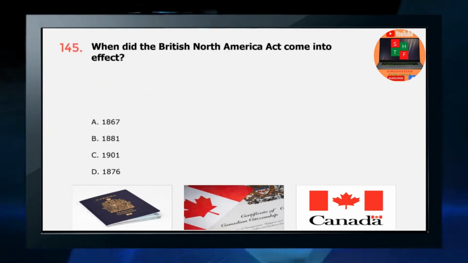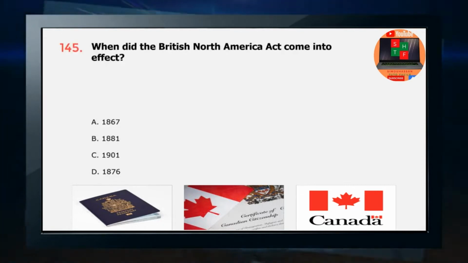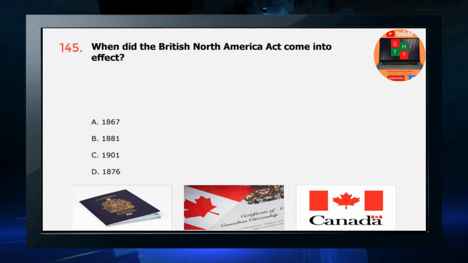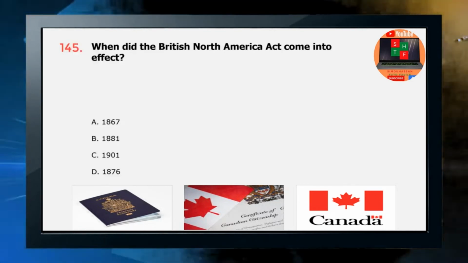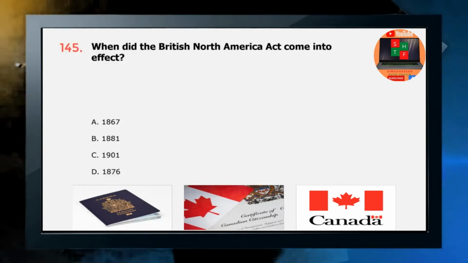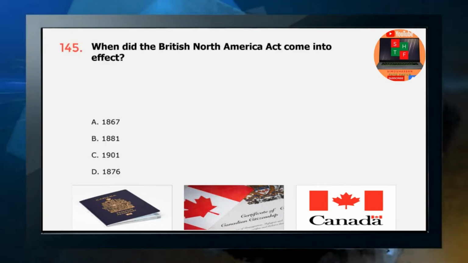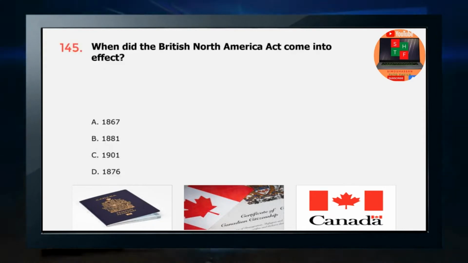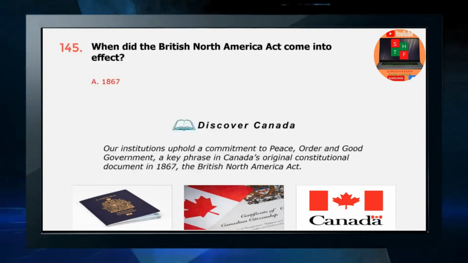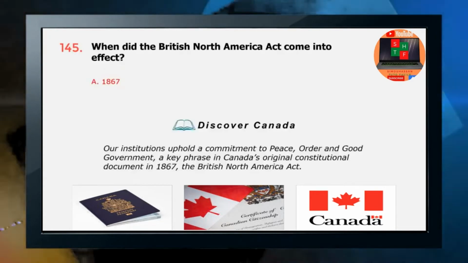Question 145. When did the British North America Act come into effect? A. 1867. B. 1881. C. 1901. D. 1876. The answer is A. 1867.